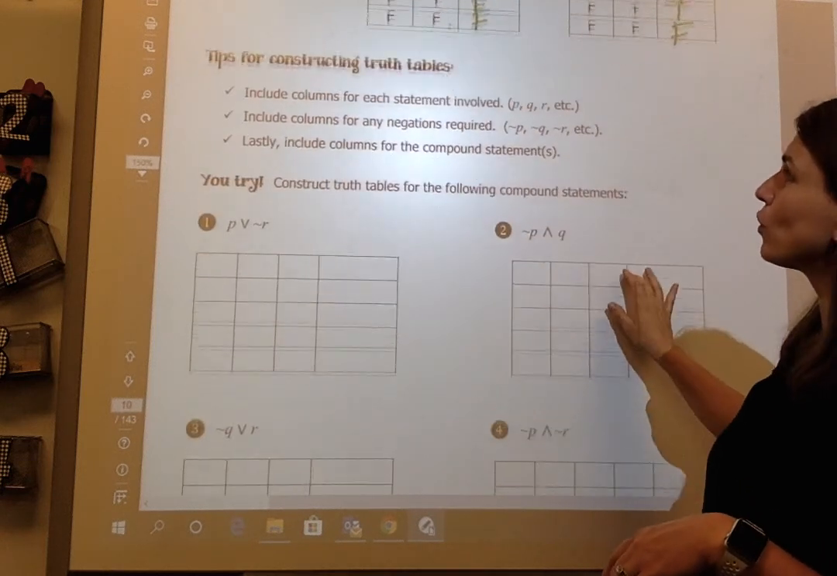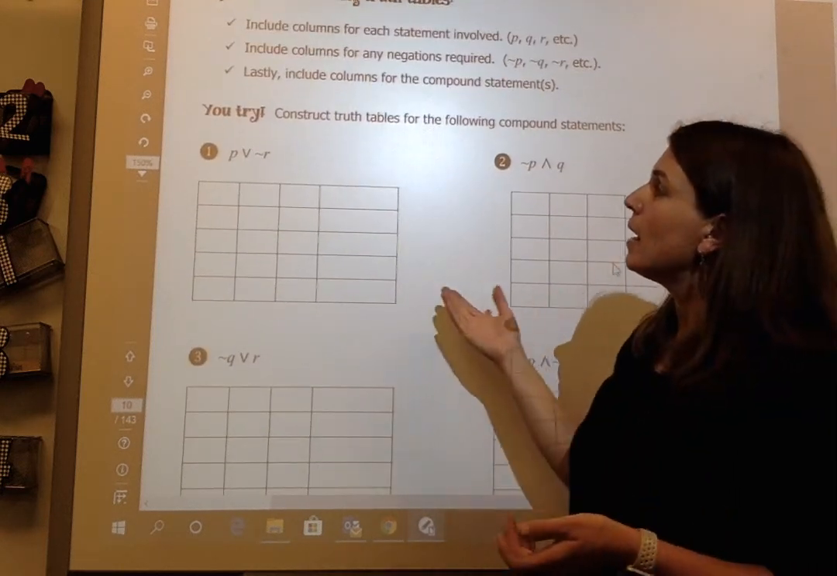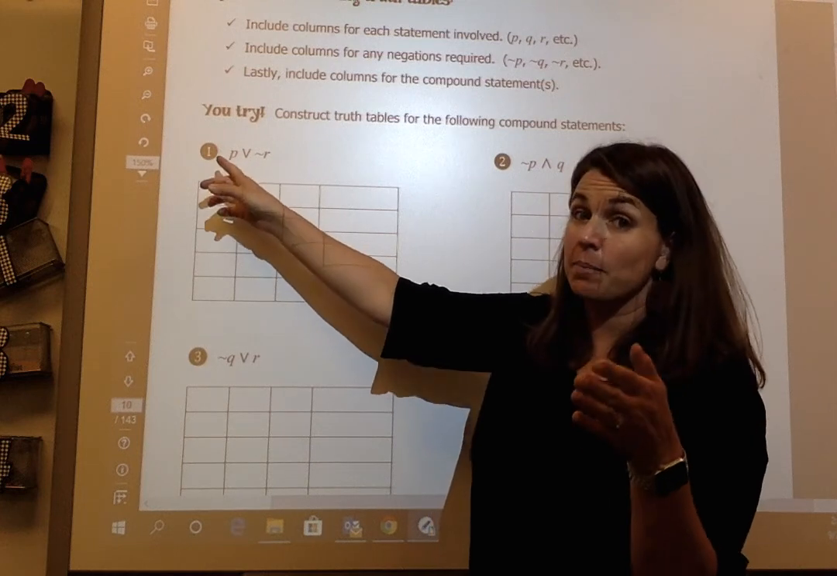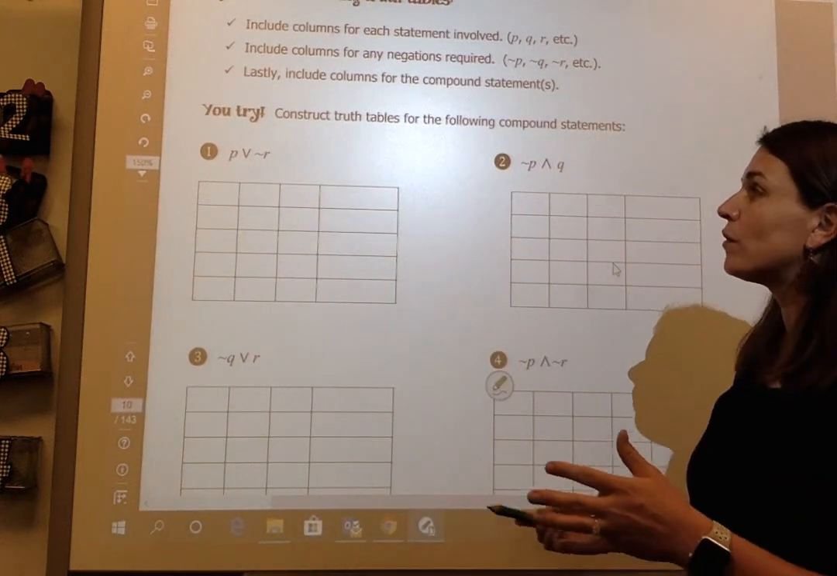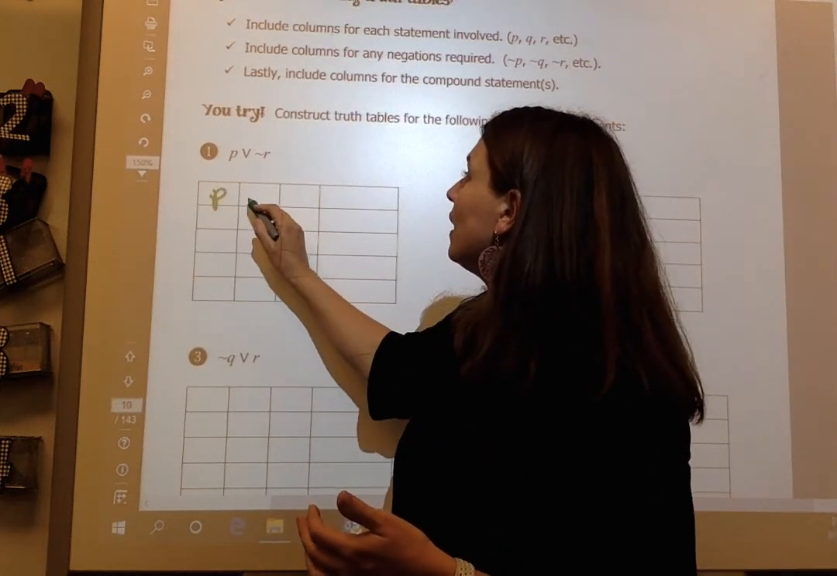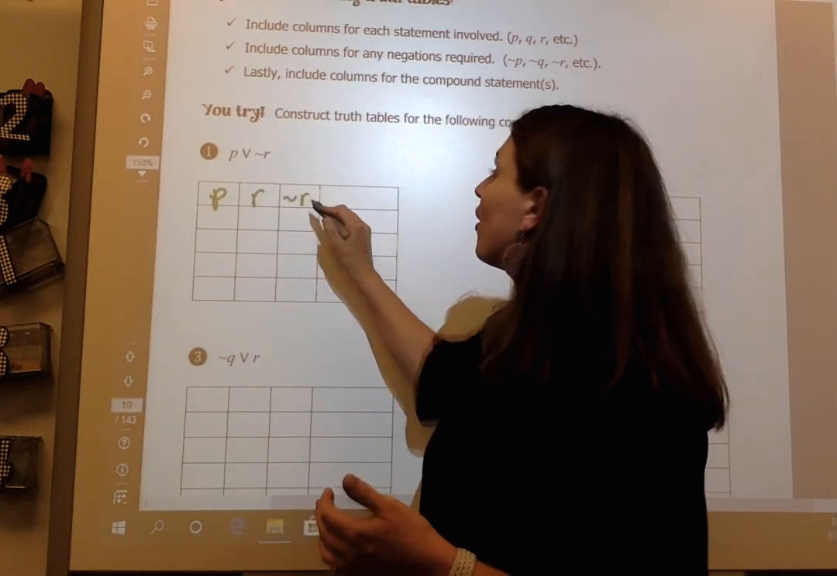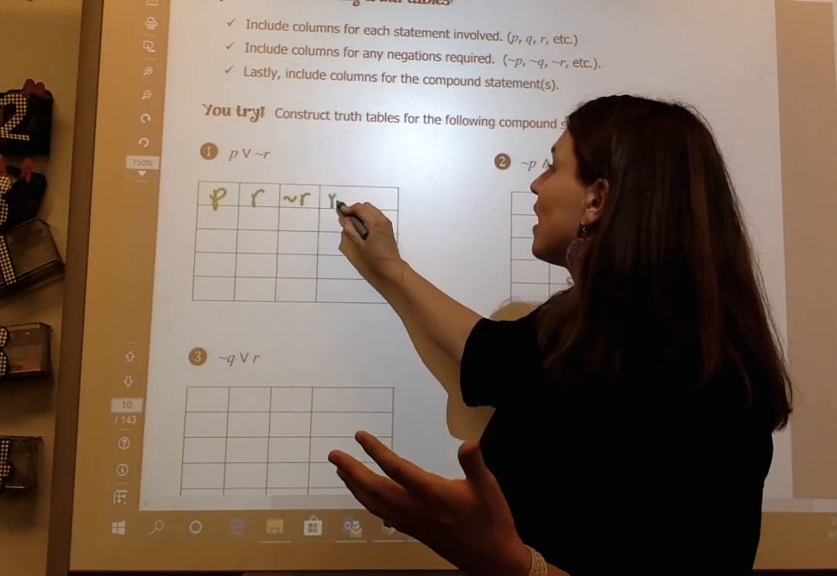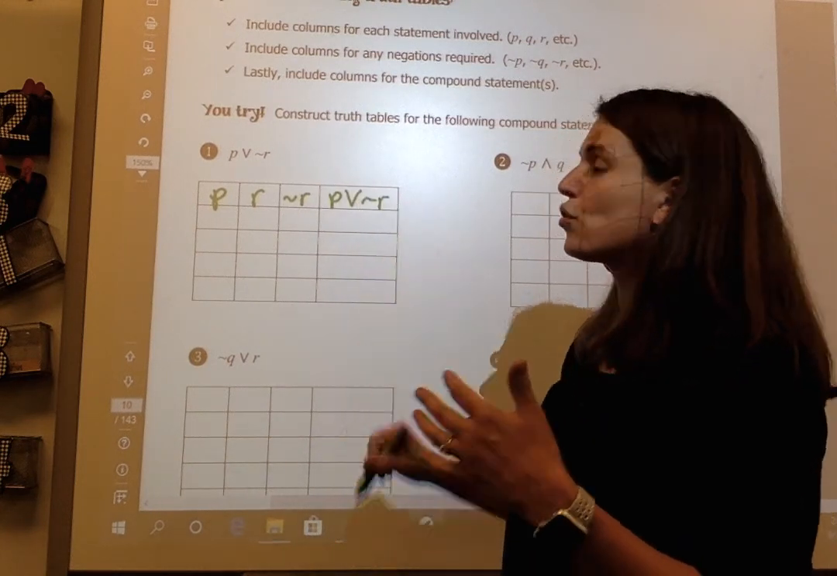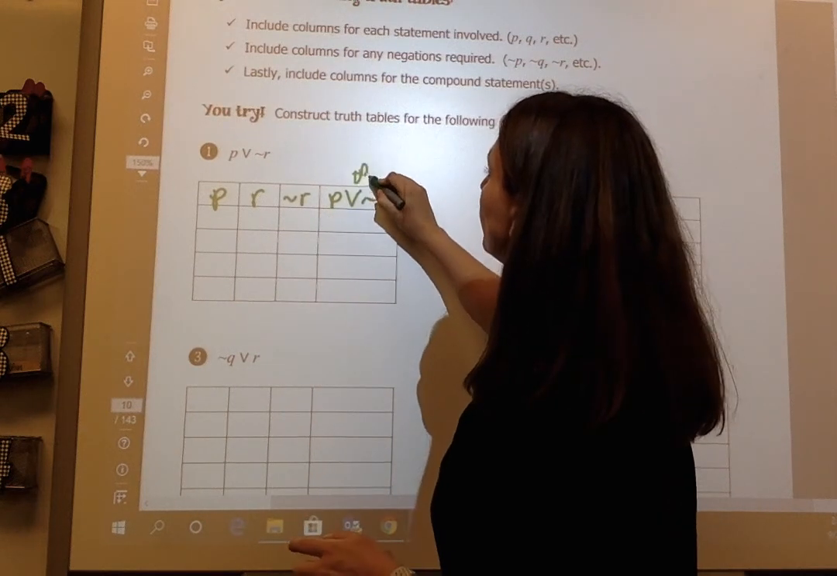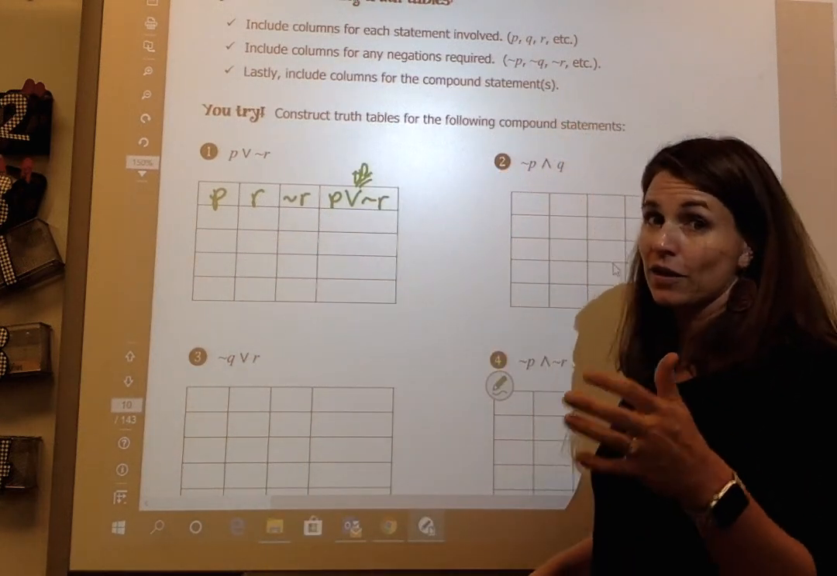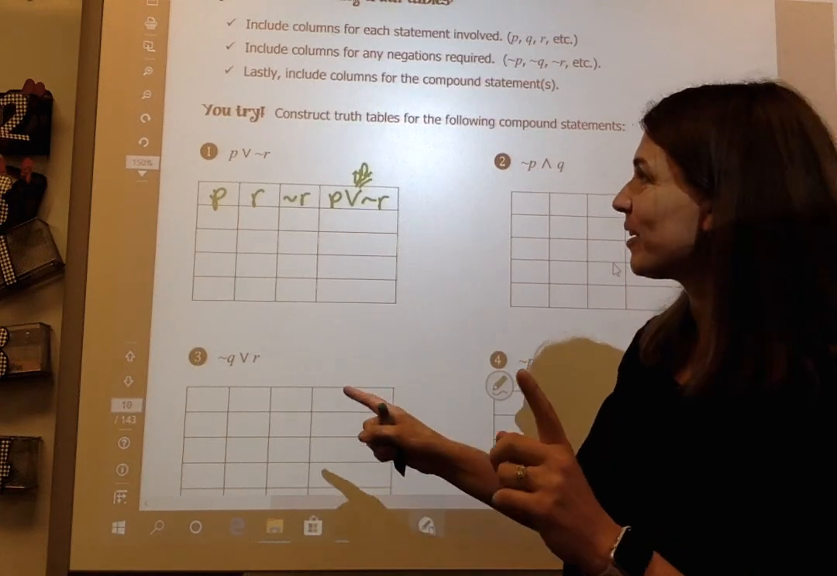And now when we go to our truth tables, this is asking P or not R. Well, the easiest thing we do on a truth value is first we're going to list P and R, and then we're going to list not R. And then we're going to decide if this statement is true or false. Remember, this is an or statement right here, so only one of these values has to be true. Okay, so stick with me.